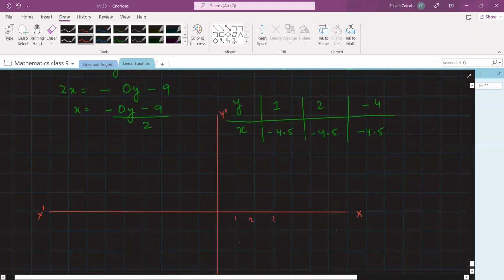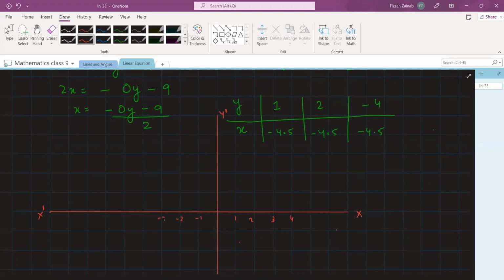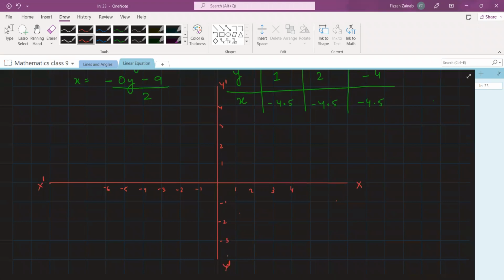1, 2, 3. Anyway, I don't have positive values. I have minus 1, minus 2, minus 3, minus 4, minus 5, minus 6, like that. And y: 1, 2, 3, 4, and minus 1, minus 2, minus 3, minus 4, like that. Now look at your points. So y is 1, it's here, right? And x is minus 4.5, that means in this direction. So it is like in the middle. Clear?